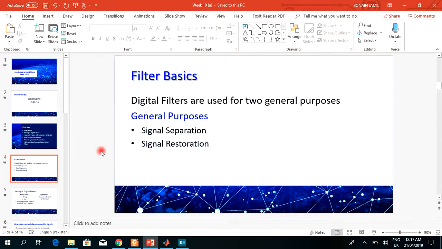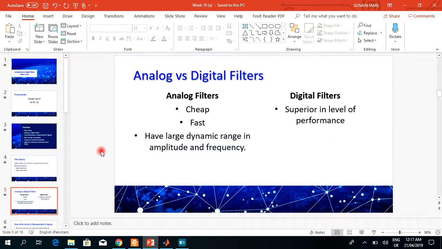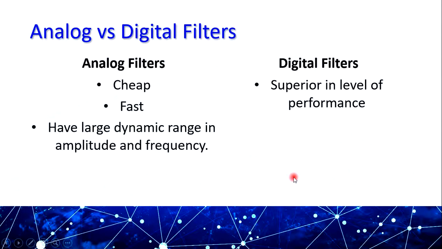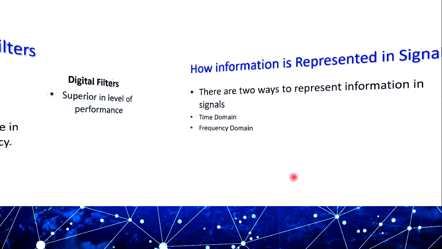The next thing is analog versus digital filters. Analog filters are very cheap as compared to digital filters. They are fast, have large dynamic range in amplitude and frequency, but digital filters are superior in level of performance. They have better performance than analog filters.